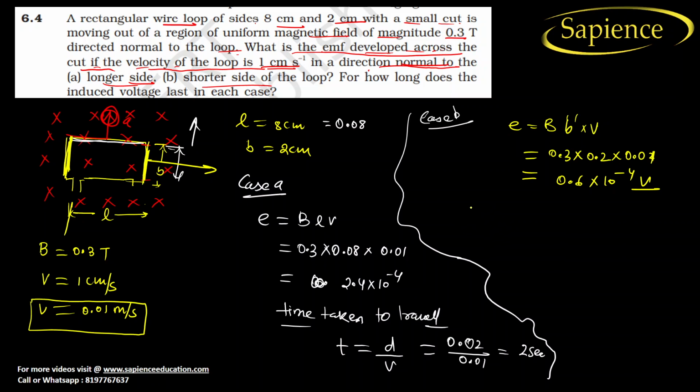Now the time taken: EMF will be created only as long as this wire moves in this direction. So for how much time will it move? The length is given and the velocity is given, so time taken is length by velocity. The length is 0.08 and the velocity is 0.01, so finally we get 8 seconds. I hope you have understood this, and in this way you can solve it. So let's go to the next question.